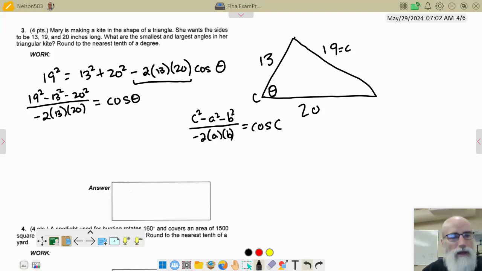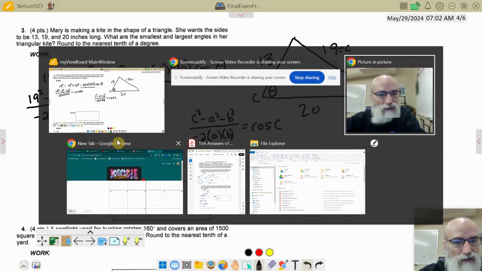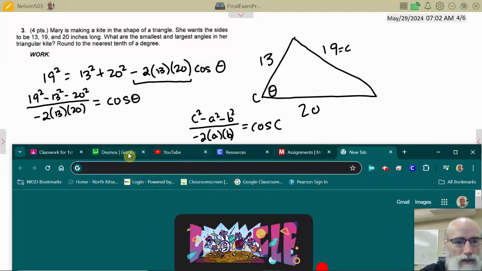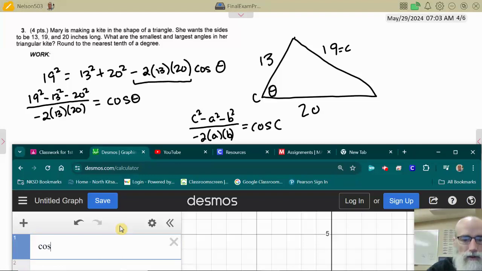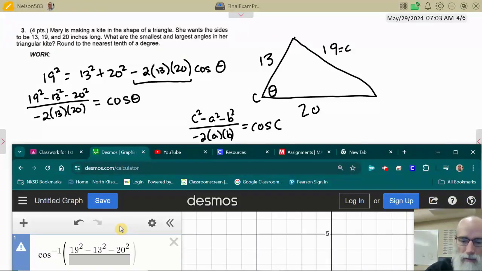Now all I need to do is jam all that into Desmos and take the inverse cosine of it. So let's jump over here, and I'm going to type in inverse cosine first, and then I'll try to put my fraction in there and then go 19 squared minus 13 squared. You guys know the rest of this. It's just easy, punch it all in, and just don't make any mistakes. Whoa, I've got to be in the denominator. Negative 2 times 13 times 20. And we can't see the answer because it's off the screen.